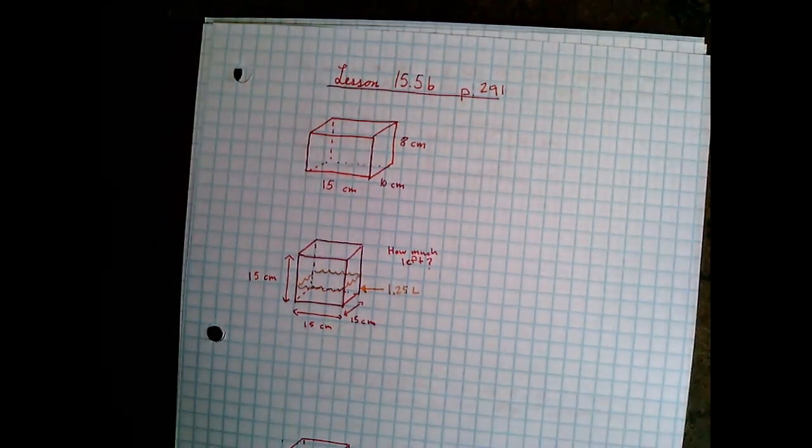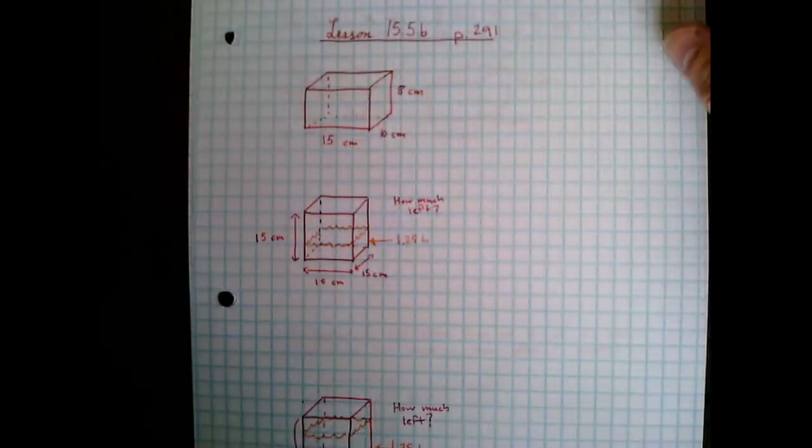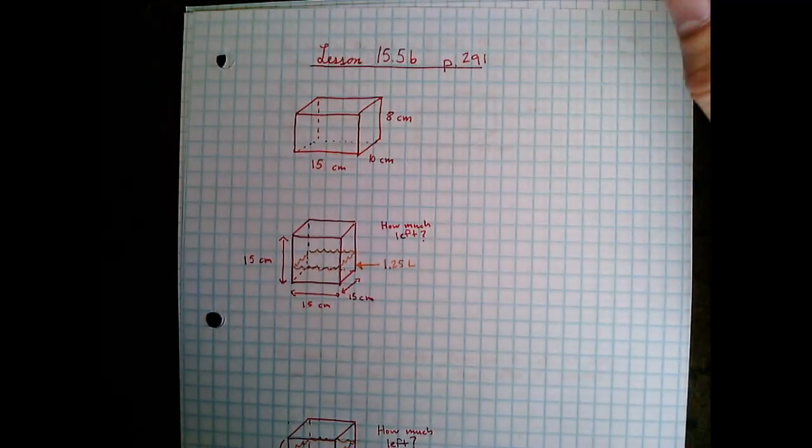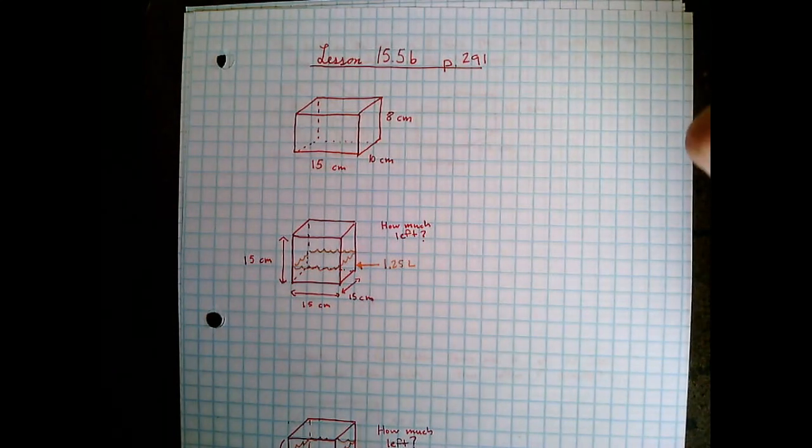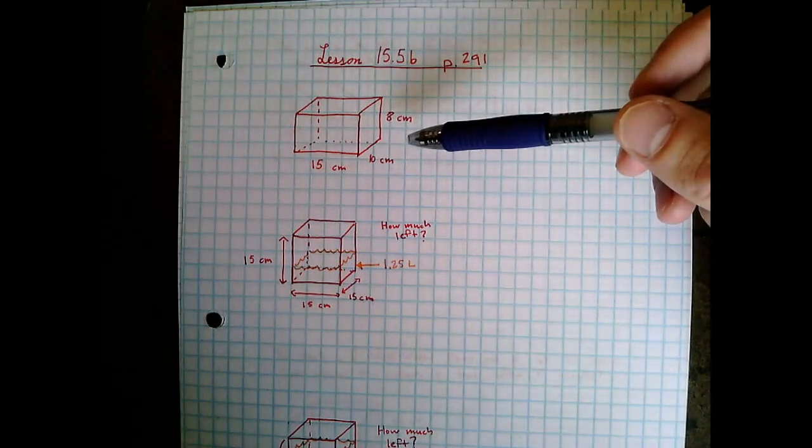There's not really too much new information here, but we're going to look at problems that deal with volume and more of a word problem type capacity. Some will be just one step, some will be more steps. So we're going to start with the one step one, keeping it simple. This is the one on page 291.